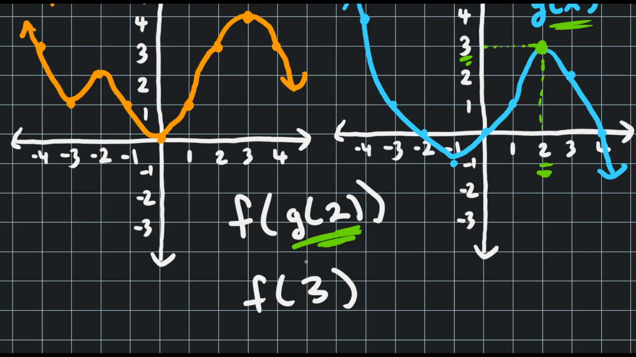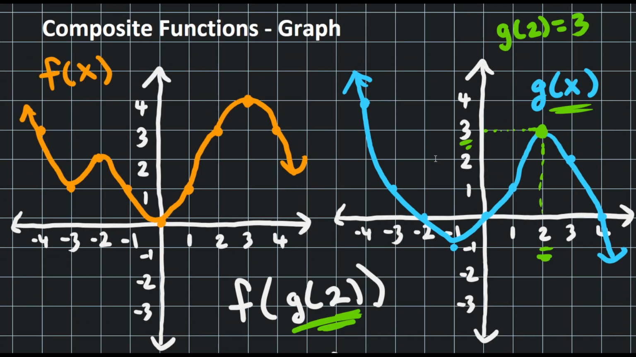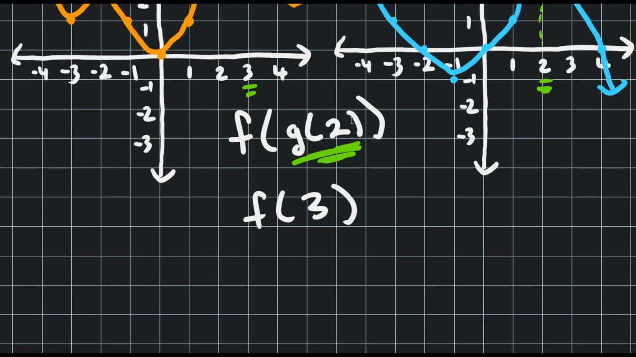And now, what is f of 3? How do we find that? We take a look at this function, f of x, and we look for 3 on the x-axis, and f of 3 is going to be the y-coordinate that meets on the orange line, the orange function. The y-coordinate right here is 4. So f of 3 equals 4. And there we go, that is our answer. The answer to our original problem, f of g of 2, is 4.